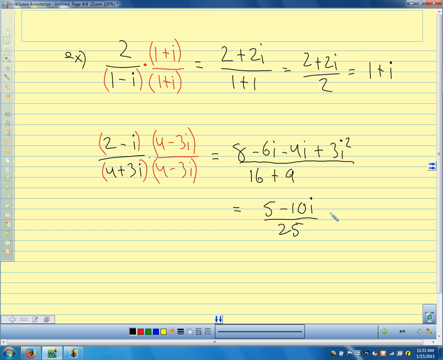Can we reduce this? Divide everything by 5. 1 minus 2i over 5. I would be fine with your answer in this form, but standard form, and your book always writes everything in standard form, I need to write it as two separate fractions. 1/5 minus 2/5 i. Your book will always write it in this form. I'm fine with this form. But technically, if the problem says write it in standard form, this is standard form. All right, we good there?